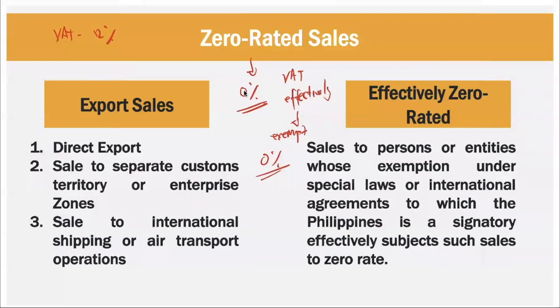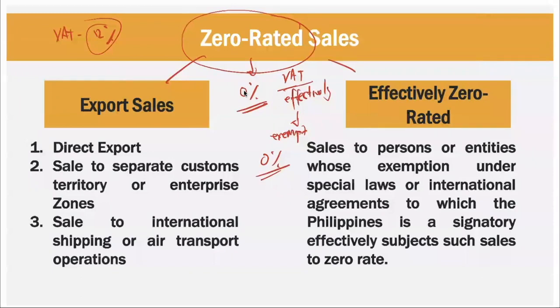If you still remember your exempt transactions, we did not discuss any export sales there. So here again, take note, although it is said to be subject to VAT, effectively it is exempt because it is called zero rated. When it's zero rated, it is only two items: export sales and effectively zero rated sales.